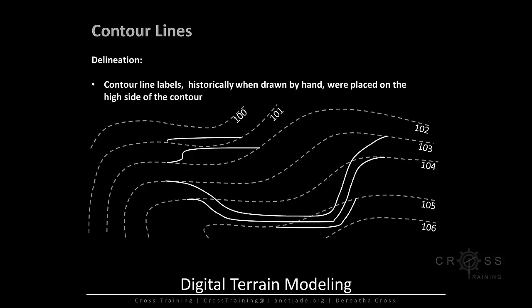Contour labels, historically when drawn by hand, were placed on the high side of the contours. So we can see here this is a contour with elevation of 100, this is 101, and the label is written on the high side, not the low side of the contour. So in this case, as we get towards the bottom part of this slide, it's higher in elevation, and when we get to the top part of the slide, it's lower in elevation. So the contour labels are on the high side of that contour. And today in Civil 3D, sometimes the labels are inside the contour line, which is okay. But historically, when we had to draw this by hand, this is how we did it.